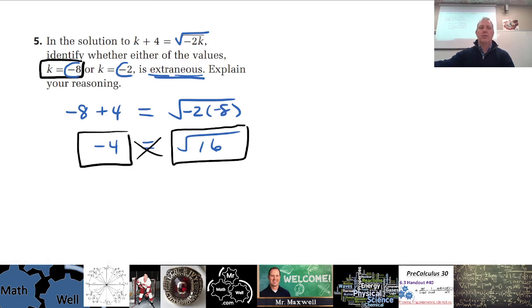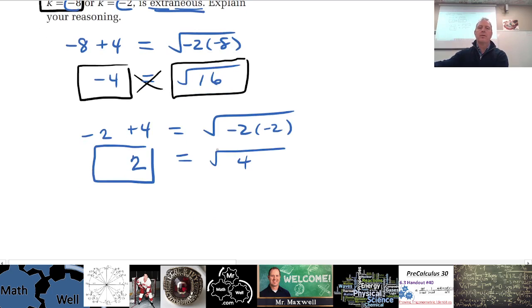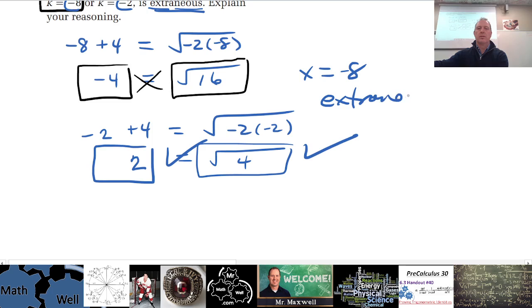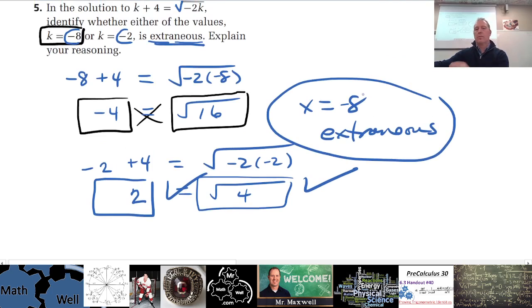And let's check out negative 2. So negative 2 plus 4 equals root of negative 2 times negative 2. Well, this is positive 2 equals square root of positive 4. So because this is a positive number equaling a root on the other side, then this one's okay. This one's good. So k equals negative 8 is extraneous. Means that it's not an acceptable root. Okay?